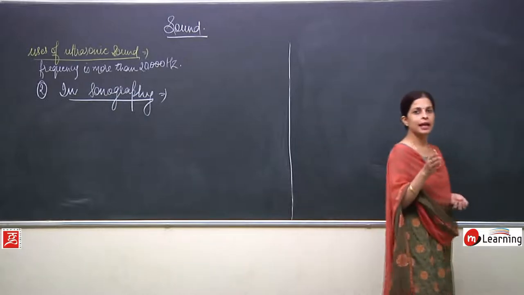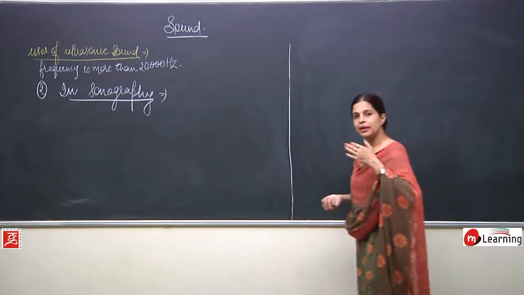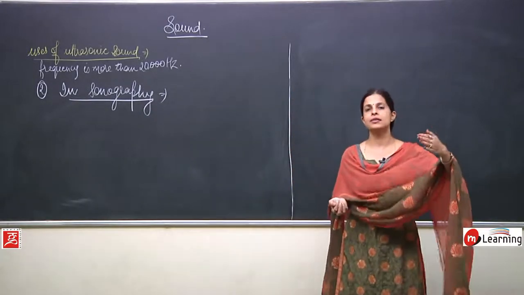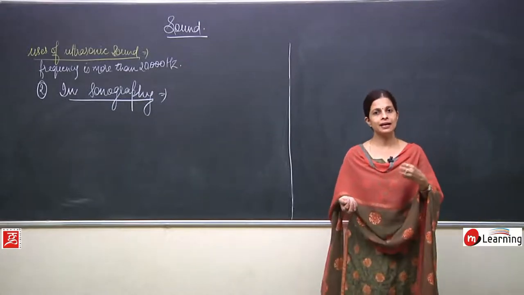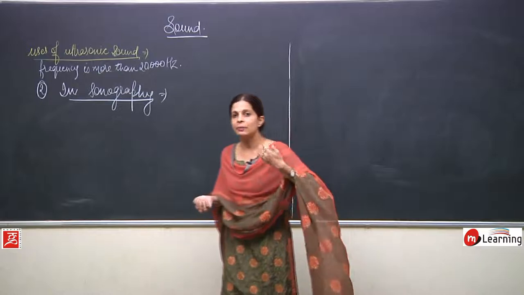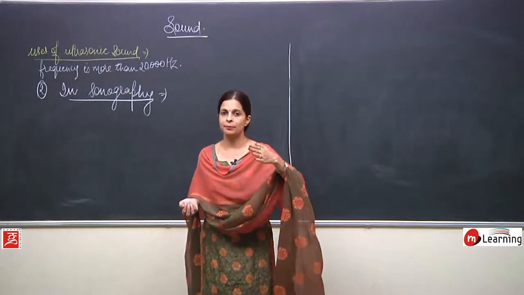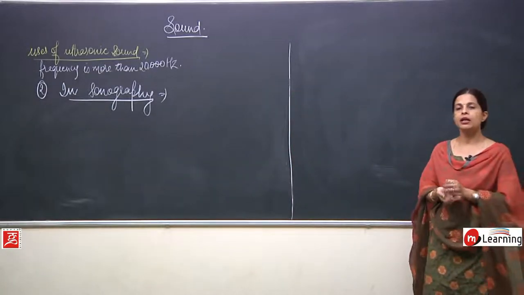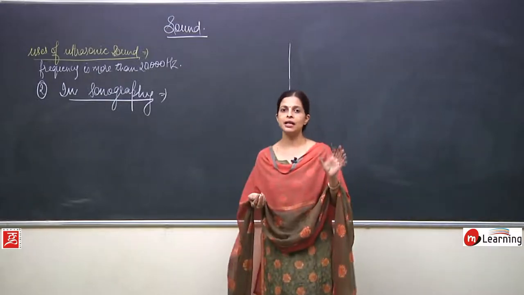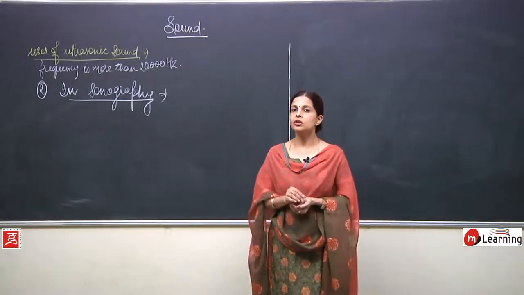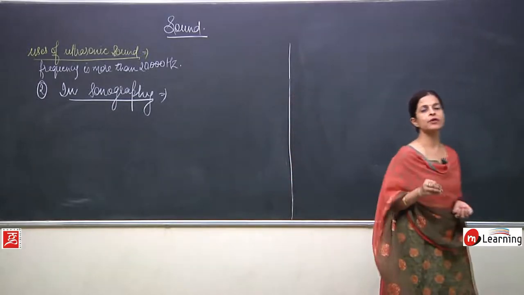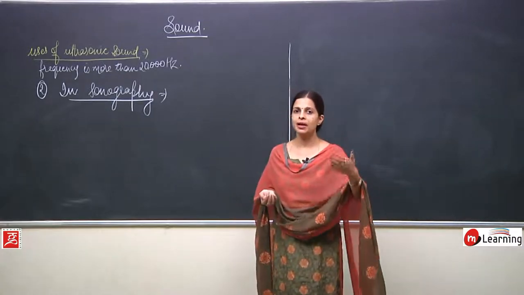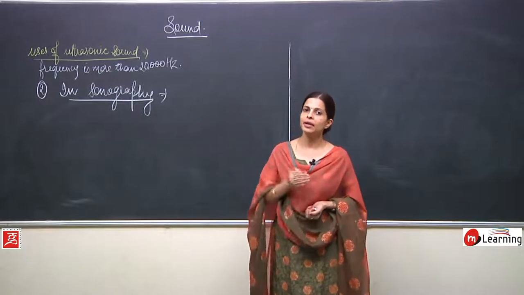Whatever organs are there in our body, like fats, tissues, bones, all of these will reflect the sound back. The waves are coming, passing inside the body, and being reflected back. All the organs reflect the sound back, and their patterns are different, so one can understand which one is which. For example, when sonography of the stomach has to be done, the waves will be passed on the stomach region and reflected back.